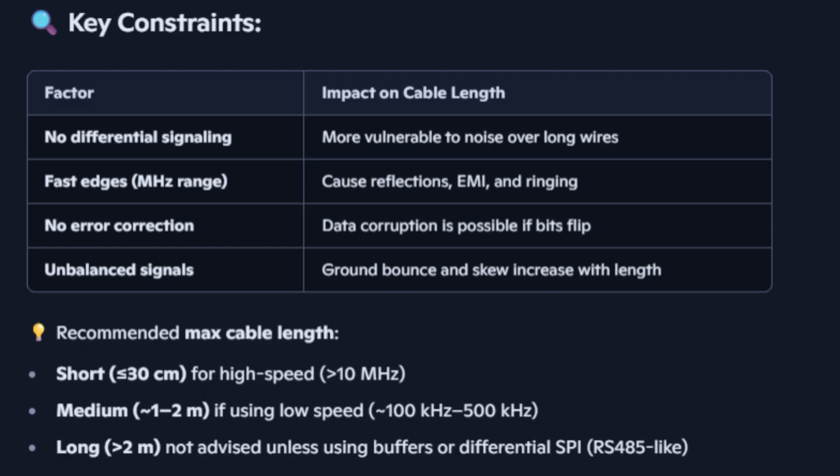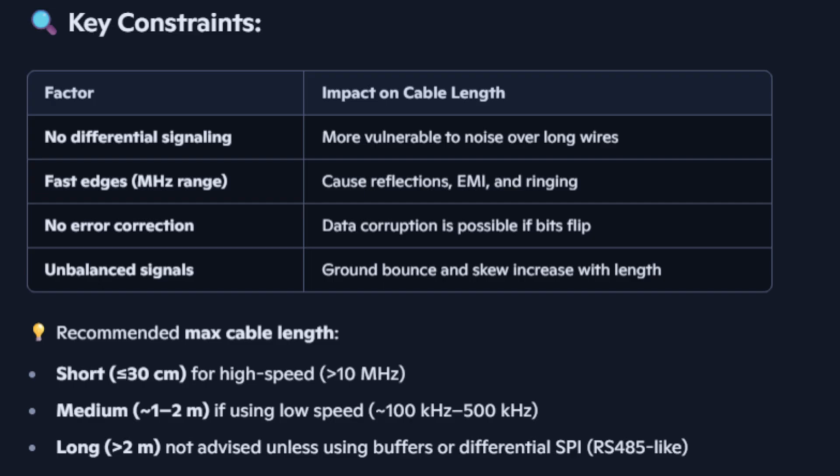What about cable length? Why can't I just run a long SPI cable across the room? Yeah, that's a common wish, but SPI is really not designed for long distances. Several reasons why. First, it uses single-ended signaling, not differential pairs like Ethernet or RS-485. This makes it much more susceptible to picking up noise over longer wires. Second, those fast clock edges, even at moderate speeds like 8 MHz, can cause significant signal reflections and ringing on longer, unterminated cables due to impedance mismatches. This corrupts the data. It also radiates electromagnetic interference, EMI.